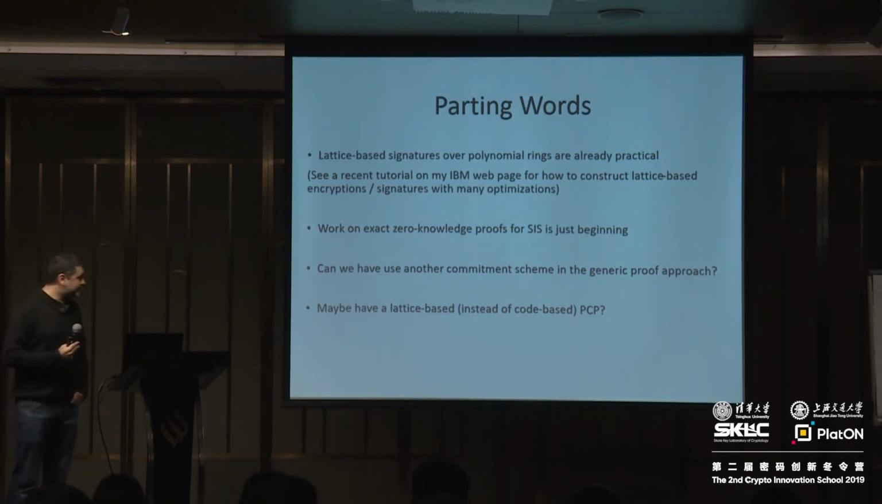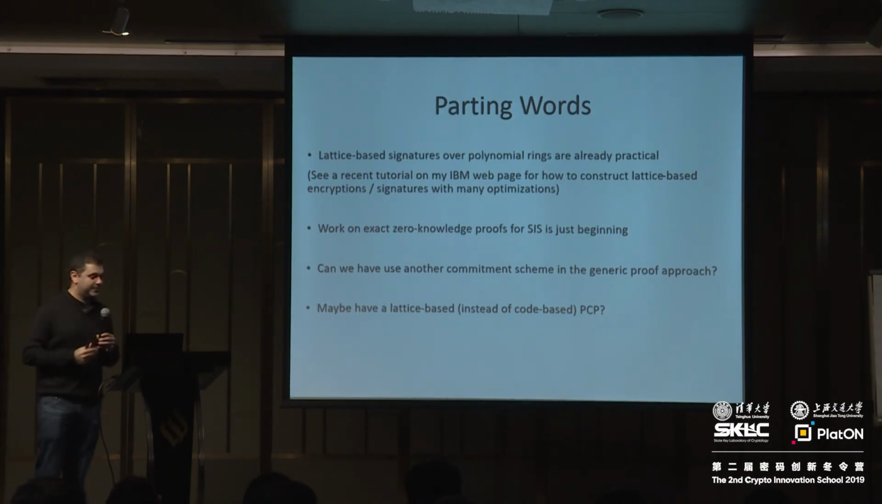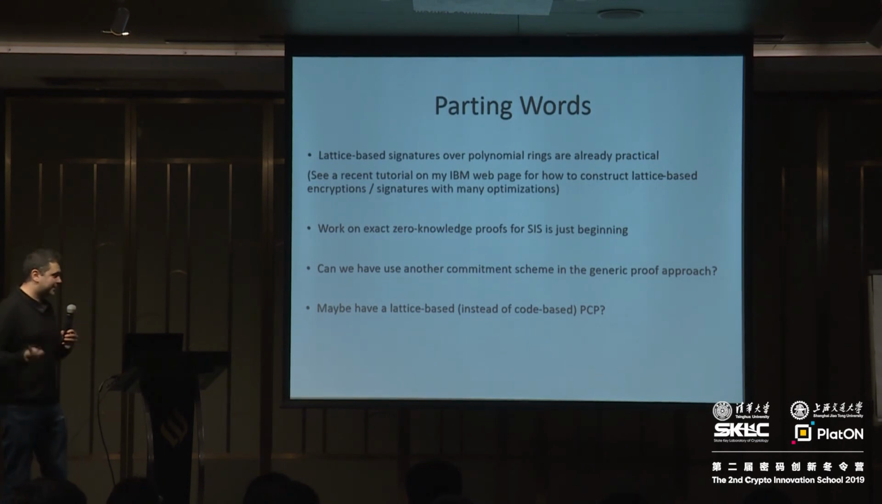Work on exact zero-knowledge proofs for SIS is, I think, just beginning. I think you can do some interesting stuff there. Maybe you can have another commitment scheme, because we only know one commitment scheme we're using, and then there's a standard PCP one. But maybe there are some other nicer commitment schemes that we can use. And maybe we shouldn't use the codes from PCP. Maybe we can have some lattice-based things there, but it's unclear. So these are all things I really don't know. I won't even guess what the answers to these are.